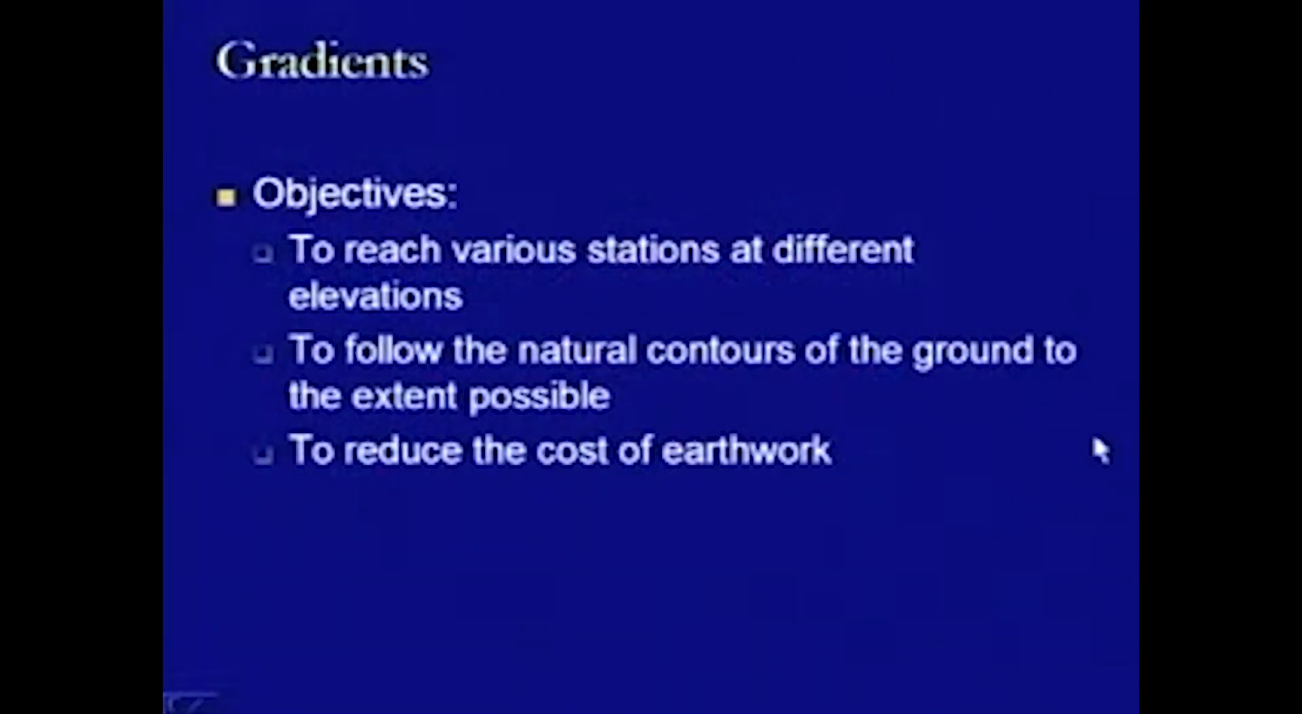Further, it tries to reduce the cost of the earthwork. Now, if we have to go from one point to another point, and there is a very large difference between the elevation of these 2 points, then we have to do a lot of filling between these 2 points. Instead of doing that, if we follow the contours and go slowly in that form, then we can reduce the cost of the earthwork.